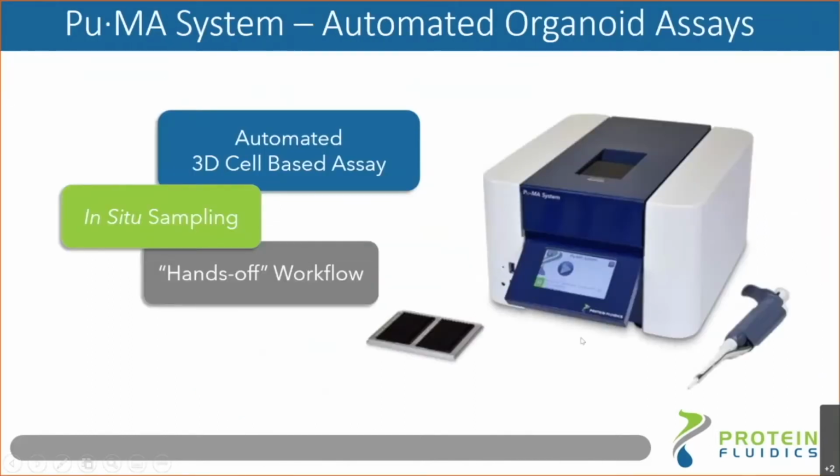So let me introduce you to the PUMA system. PUMA is a pneumatic microfluidic assay system doing automated organoid assays. The system fits in an incubator, so you can run your assays over hours or days, if you will, in a true in vivo environment. Because the processing is done inside the environment, you can do what we call in situ sampling. And it's a hands-off workflow. So once you've prepared your plate and put it in the system, it runs automatically, preparing all your samples for your downstream analysis.